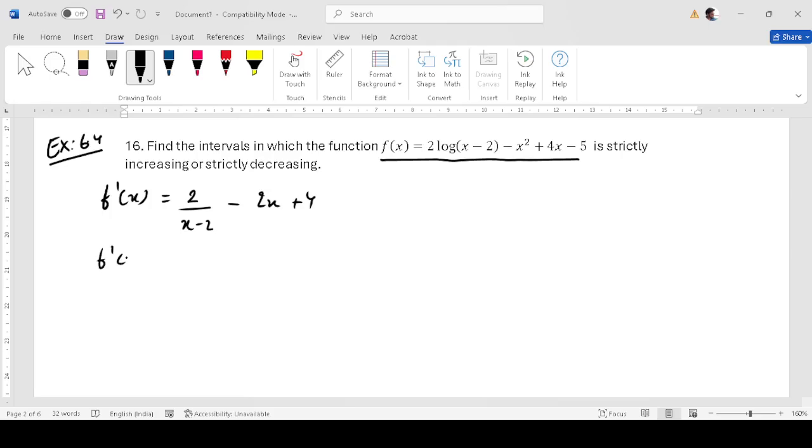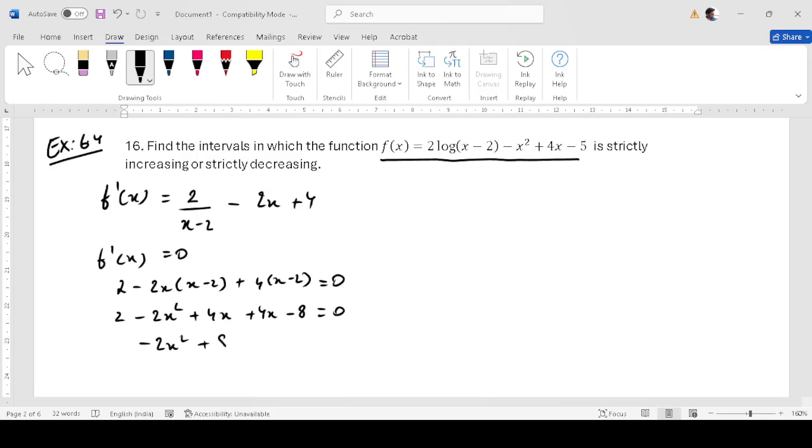Next, to find out the critical points, we equate the entire thing to 0. First of all, let's just take LCM. This would be 2 into (x minus 2) plus 4 into (x minus 2) equals to 0. (x minus 2) goes on the other side. It gets multiplied to 0 and will become 0. This is minus 2x square plus 4x plus 4x minus 8 equals 0. Now we have minus 2x square plus 8x minus 6 equals 0.